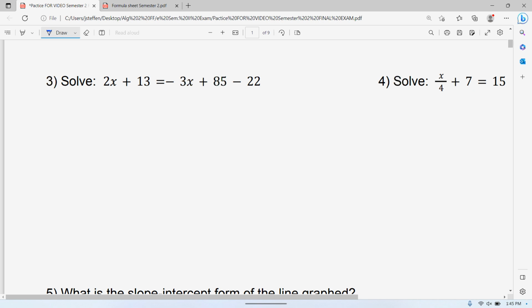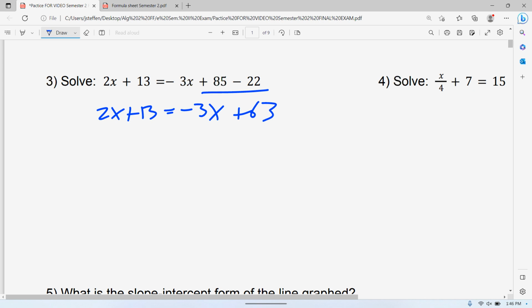It's the multi-step equation. I'm going to combine both of those first. So I'm going to do 85. Combine those. We don't have to take them to the other side of the equal sign, so we just put them together. I'm not adding 22 to both of these. So then it's 2x plus 13 is equal to 3x plus 63.